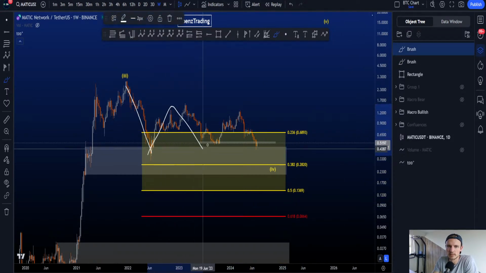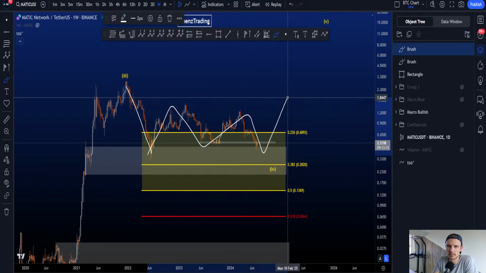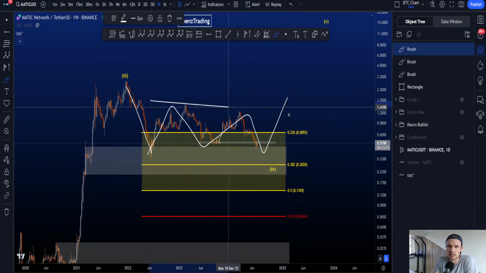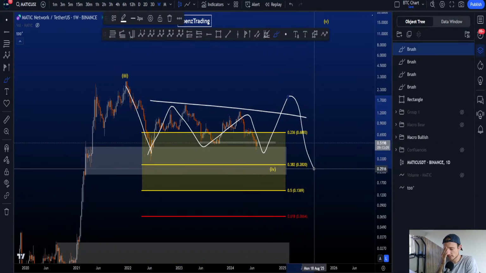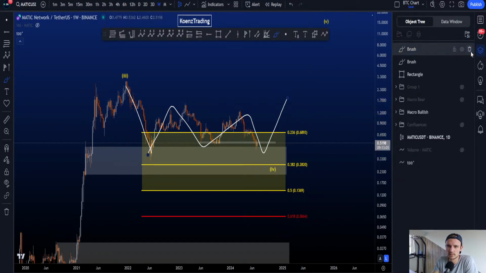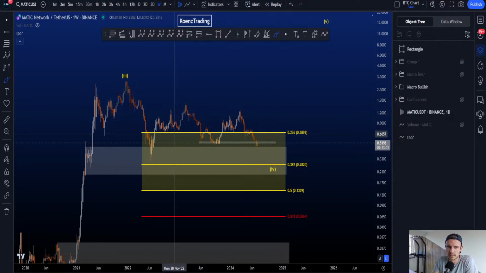So you have A, W, X, Y, B, C, up. Right, take the liquidity at the high of the range. I'm so tired. Take the liquidity at the highs of the range, and then go down. That would be a good bearish scenario.